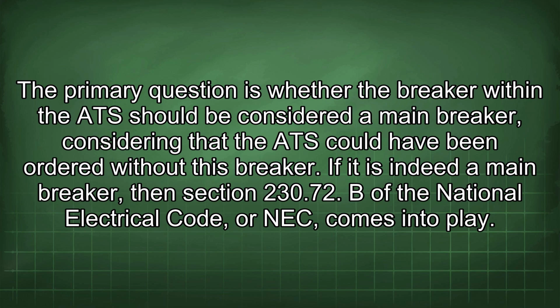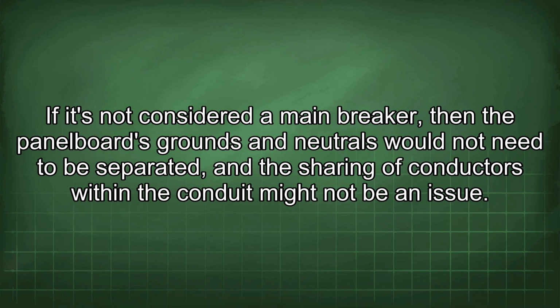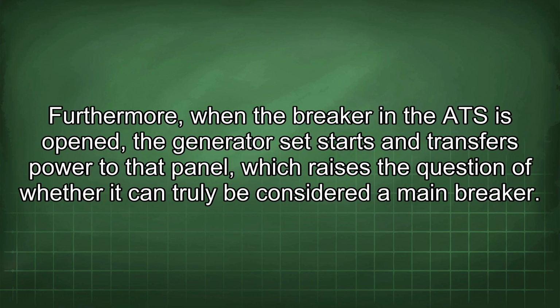If it is indeed a main breaker, then section 230.72 B of the National Electrical Code, or NEC, comes into play. If it's not considered a main breaker, then the panel board's grounds and neutrals would not need to be separated, and the sharing of conductors within the conduit might not be an issue. Furthermore, when the breaker in the ATS is opened, the generator set starts and transfers power to that panel, which raises the question of whether it can truly be considered a main breaker.